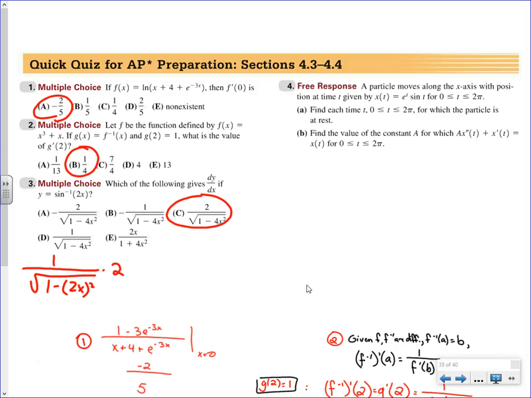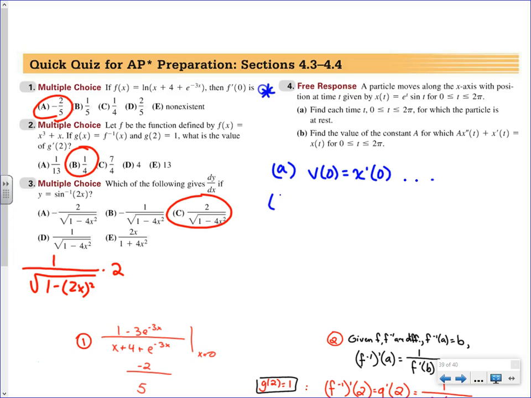And then letter b, the value of the constant. Ooh, that looks AP-ish, doesn't it? So A real quick, we'll do a different color because it's free response. All we have to do is set velocity equal to 0, which means take the derivative of x and set it equal to 0 and solve.